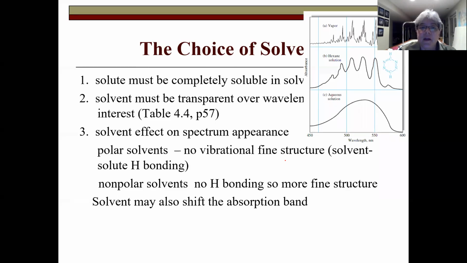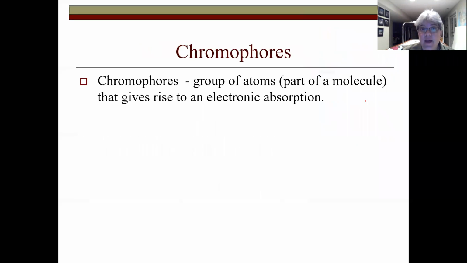The other thing different solvents can do is shift the band position. We could find out for this one that right here is lambda max. But if we change the solvent, we can sometimes move the position of that band. We can move lambda max. So we want to look at how we do that. Before we do, we have to look at some vocabulary.